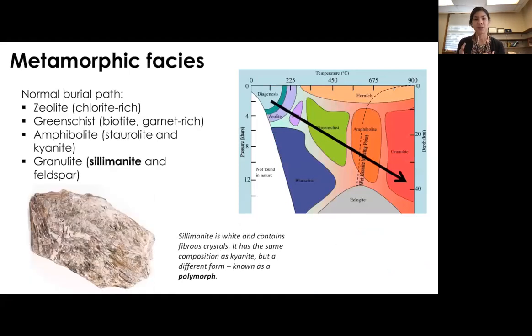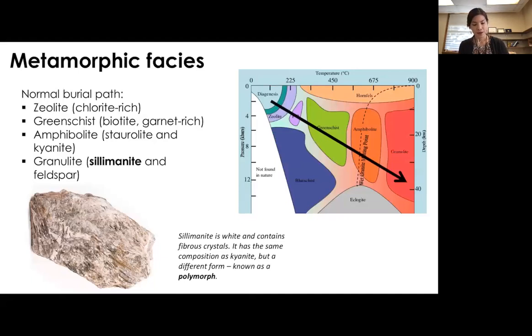And then as we increase our pressures and temperatures even more, we get to granulites, which tend to have a lot of sillimanite to them. Sillimanite is a white fibrous crystal. It has the exact same composition as the blue bladed kyanite, but a different mineral form. So it's known as a polymorph.